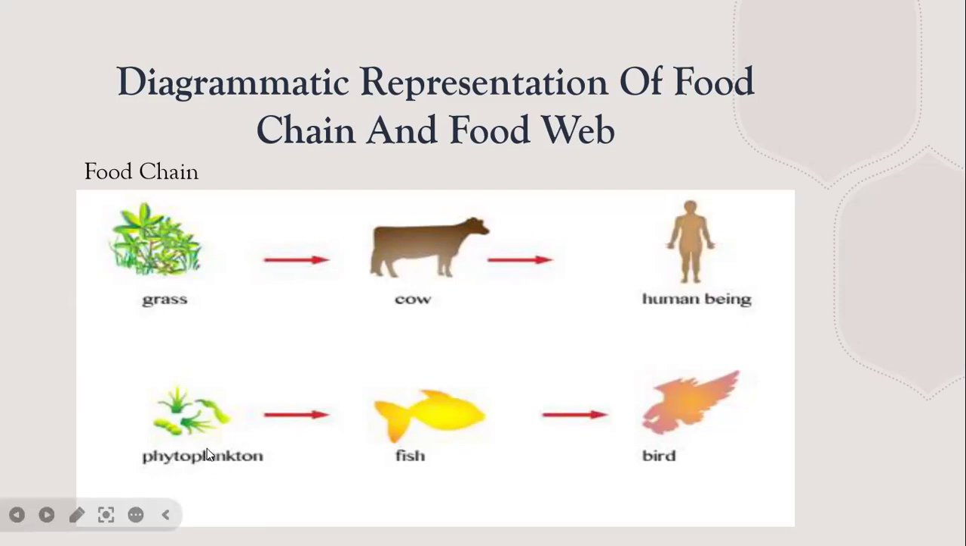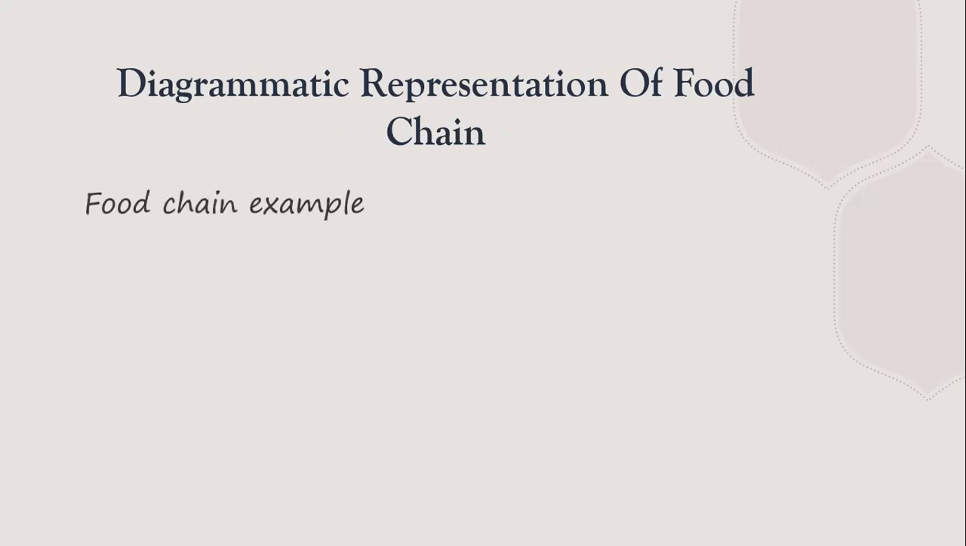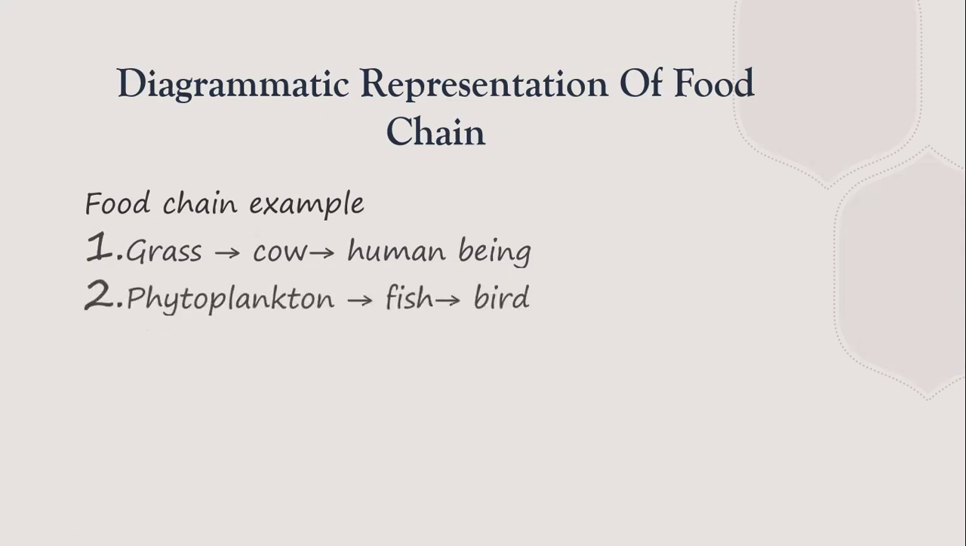The second one is this one, whereby the producer is the phytoplankton. This is the first organism here, the producer. Then comes the primary consumer, that is the fish, that is eaten by this bird, for example, an eagle. So here is the other example of the food chain. Food chain examples: the first one that we said, the grass eaten by the cow, then the cow eaten by the human being. And the second one, the plankton eaten by the fish, eaten by the bird. So these are just two examples of food chains.